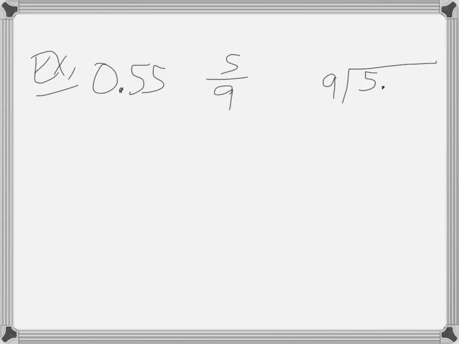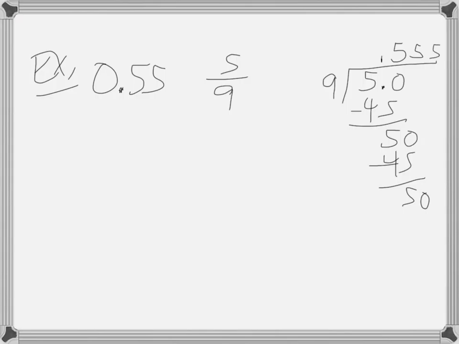Let's compare 0.55 to 5/9. So I want to change 5/9 to a decimal. It's 5 divided by 9. We actually did this earlier. And if you remember, it's 0.5 repeating. We keep having 50s over and over again. Well, if I stop there, it almost looks like they're equal, 0.55, 0.55. So let's go one more digit and see.